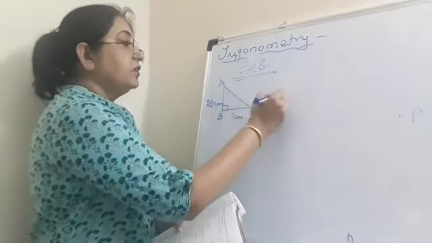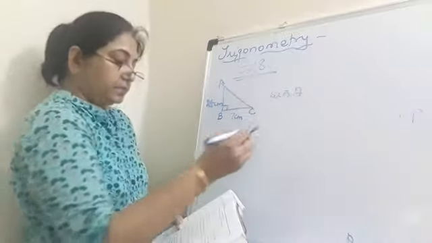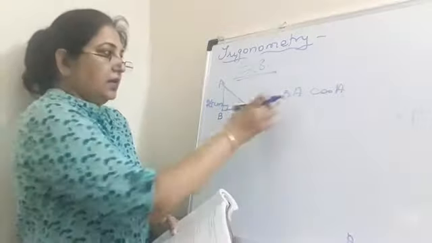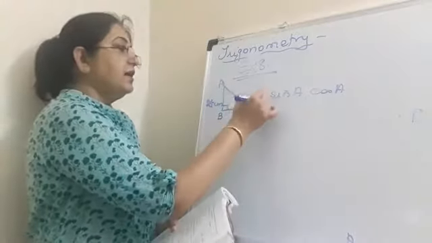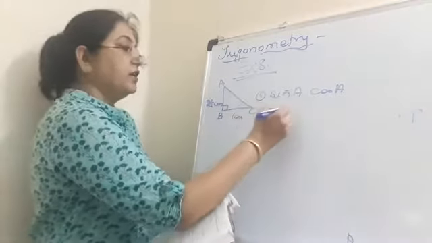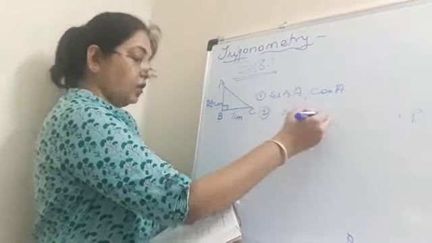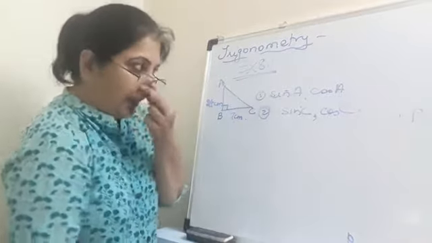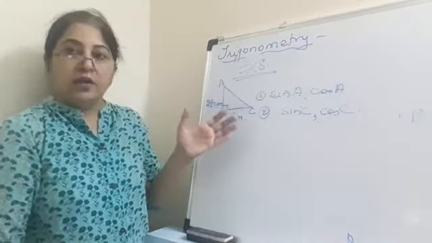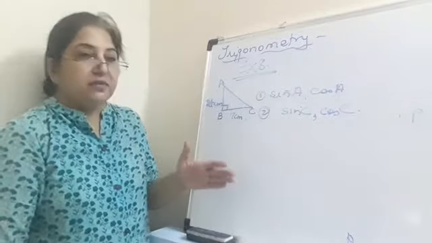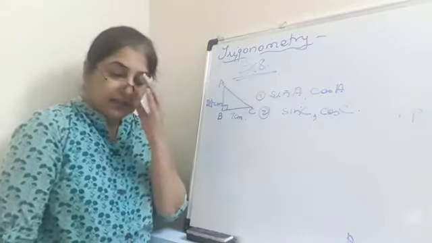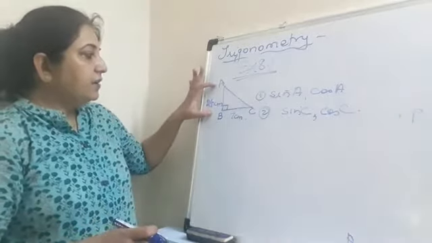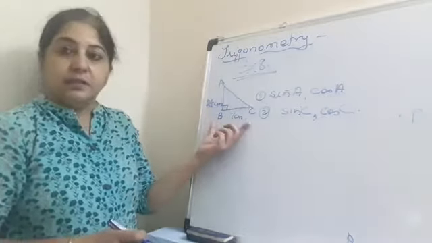We have to find out sine A, comma cos A. Means these values we have to find out in the first part, and in the second part we have to find out sine C, comma cos C. So as I told you yesterday, whichever angle we are talking about, with respect to that we will take the opposite side and the adjacent side. So over here you know that this side is AB and this side is BC.